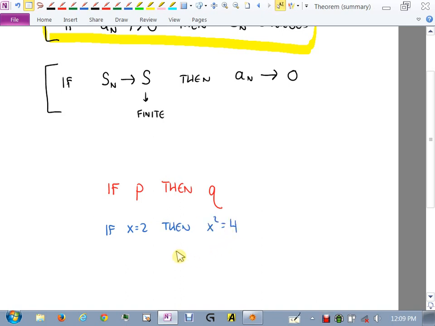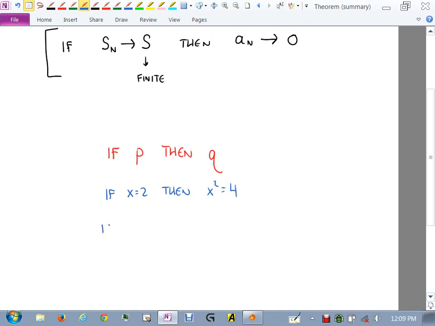Does it work the other way around? If X squared is 4, does that mean X was 2? It could be, but it's not guaranteed, right? It could have been -2, right? So our logical structure does not work that you can just flip the order of this.